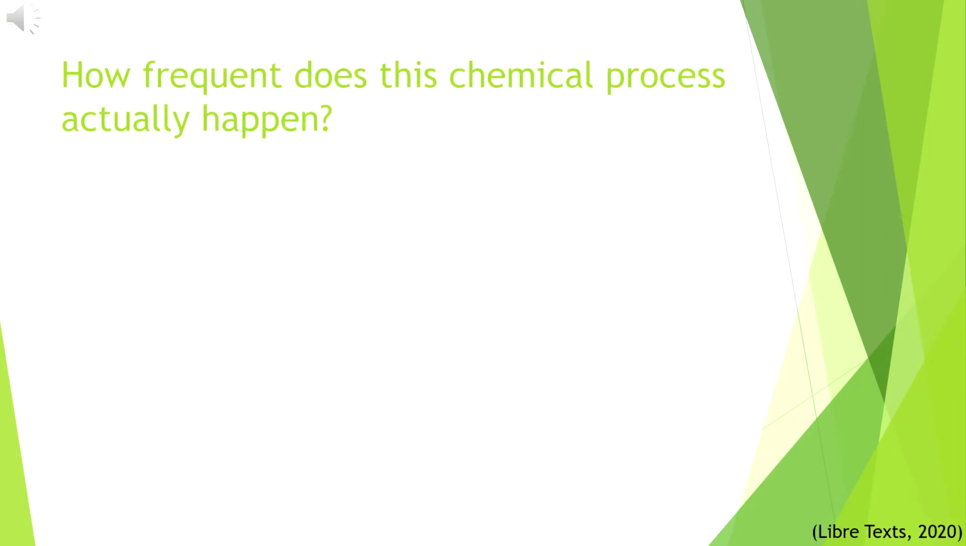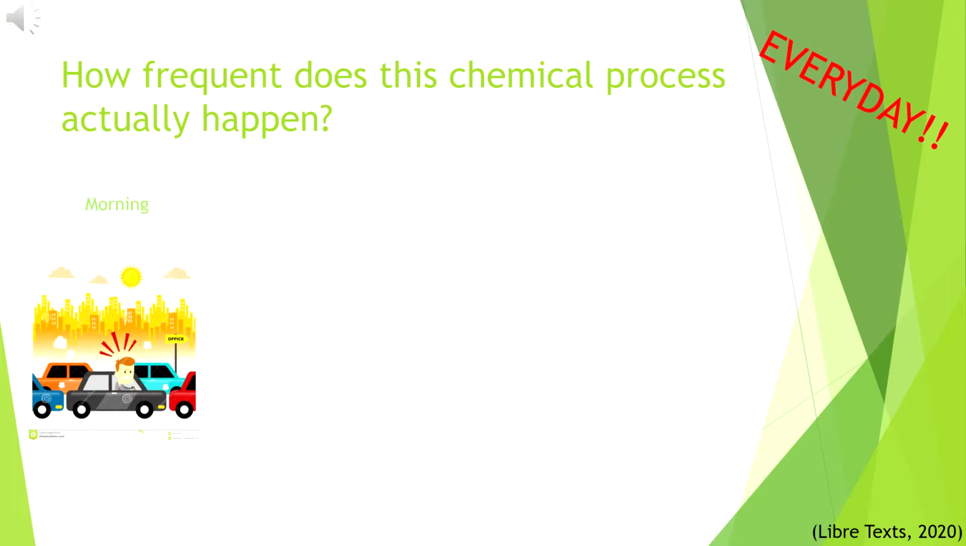How frequently does this chemical process actually happen? Well, every day. This chemical process occurs daily and can happen in both urban and rural environments, but the severity depends on the geographic location and the time of day. Let's say it's a sunny Monday morning in the city. Everyone is driving to work or school and filling up their gas tanks. At this time of day, the concentration levels of nitrogen oxide and VOCs are high.